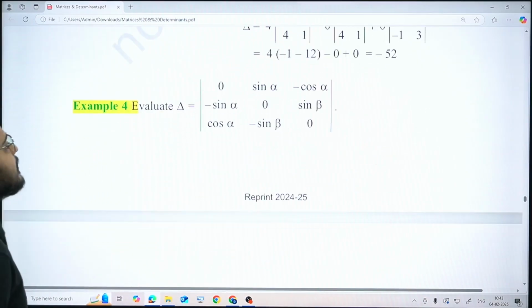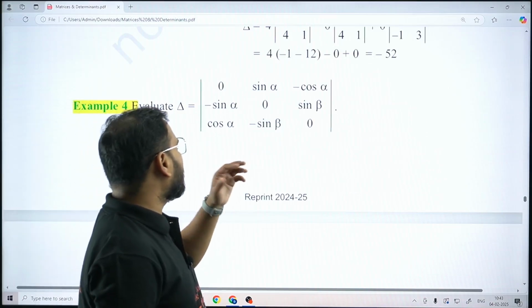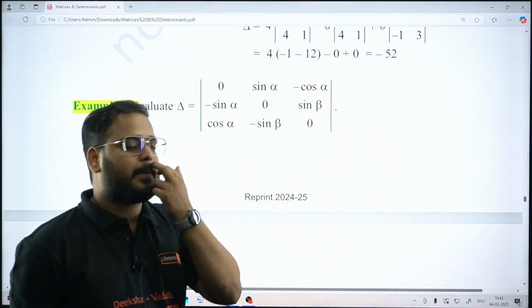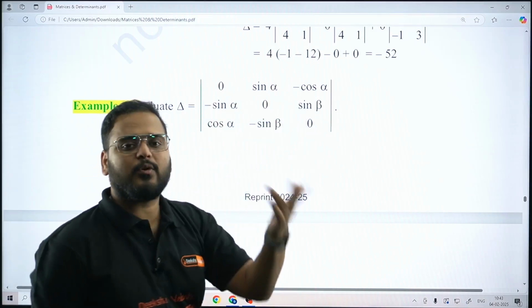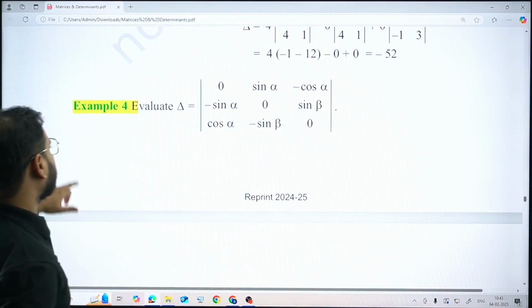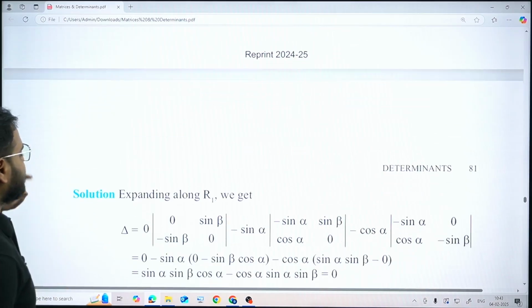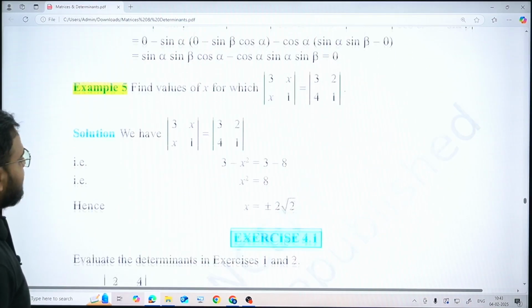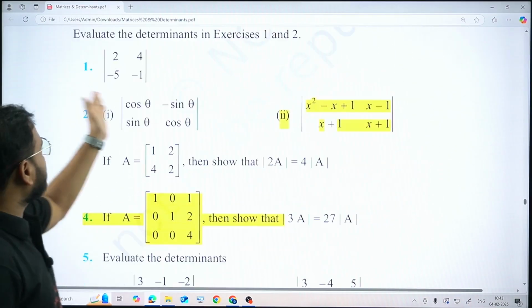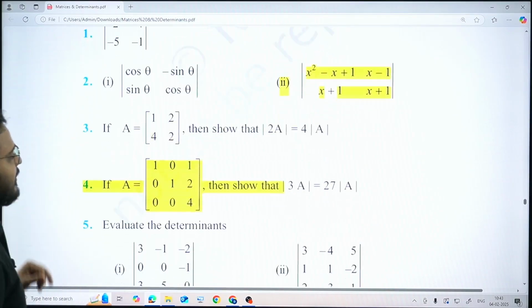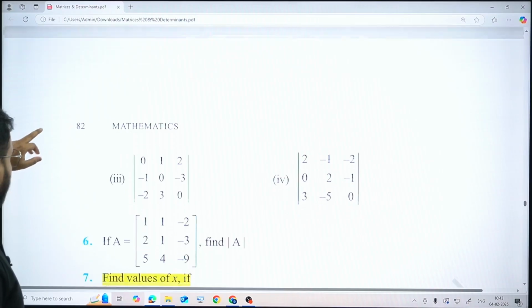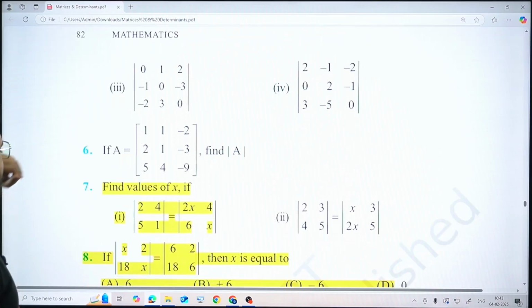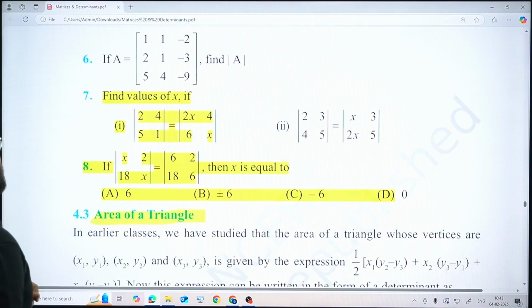Please solve this also. You can take any row or column here because in every row or column there is only one 0. Take anywhere you go, you'll get only one 0. So you can take any row or column. So please solve example number 4. Example number 5, exercise 4.1 if you see. Question number 2, part 2. Question number 4 I have asked you to solve. Then solve question number 7. Question number 7, part 1, question number 8.